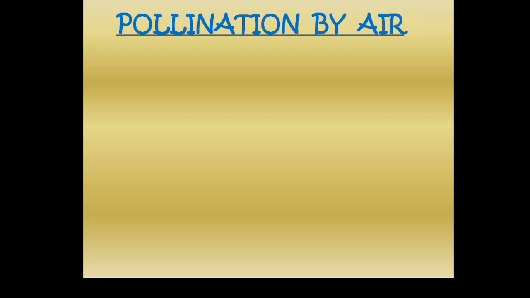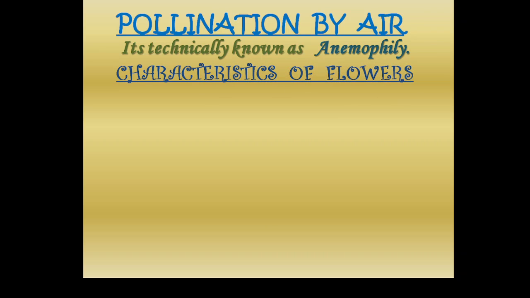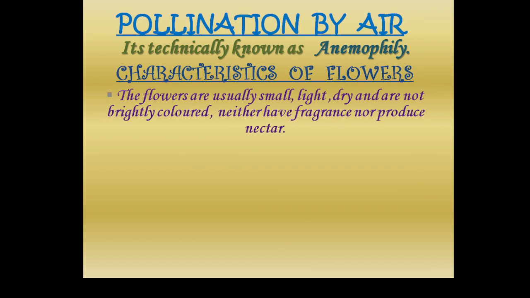Okay, let's begin it. First one is pollination by air. Pollination by air is technically known as anemophily. It has some characteristics. Now, what are these characteristics? These characteristics are the main things that you should remember in these pollinating agents. First is the flowers are usually small, light, dry, and are not brightly colored. Neither have fragrance nor produce nectar.